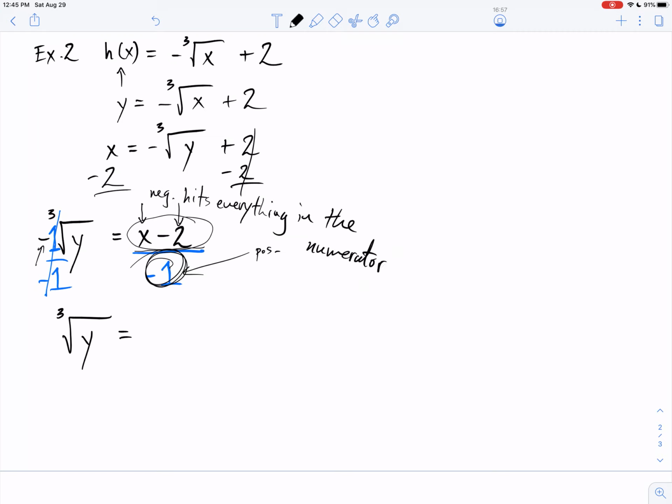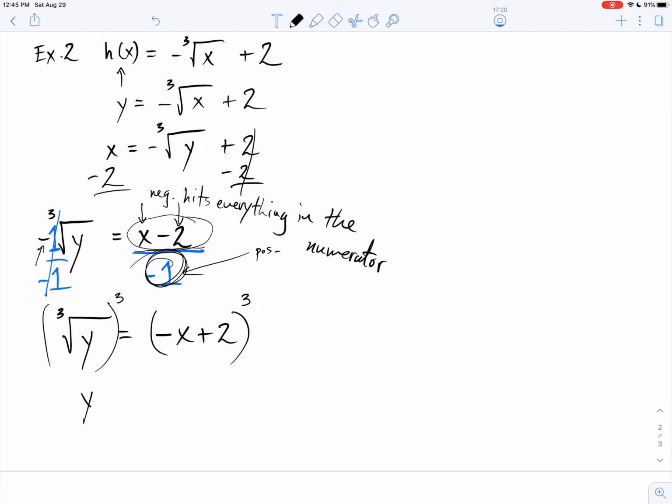Let that sink into your brain. Maybe take that down as your notes. So here we go. What does it look like on this side then? -x plus 2. That's what it looks like. Now, I'm going to take this entire side and I'm going to cube it. That negative is inside the parentheses, not outside.